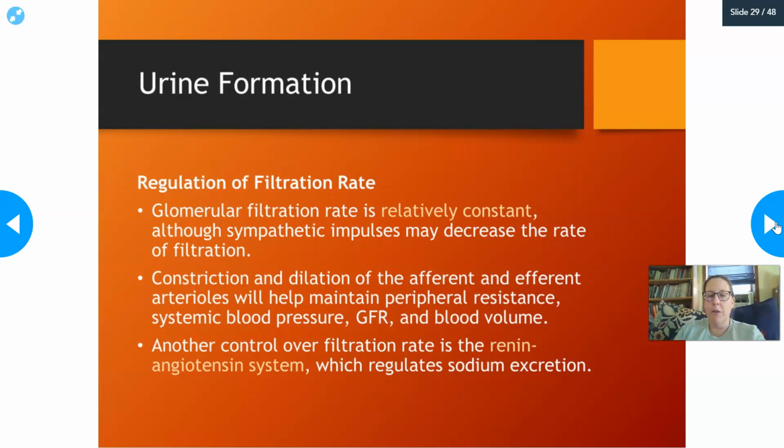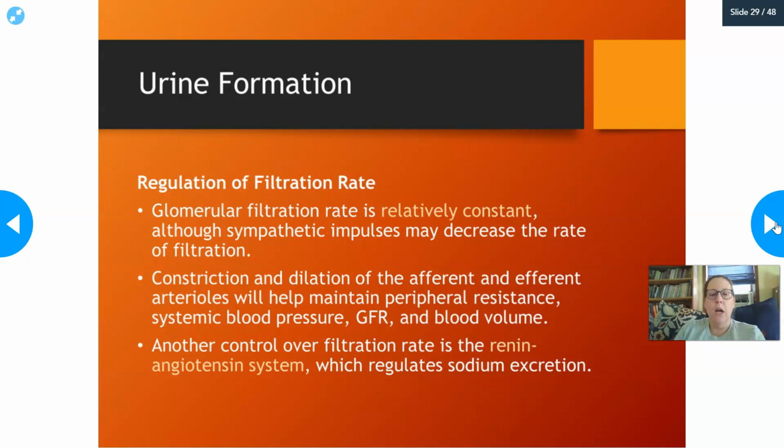So the glomerular filtration rate is relatively constant, although you have sympathetic impulses that could decrease it. So sympathetic would be like stress types of impulses. It's your sympathetic nervous system. So it's your act, react, stress.